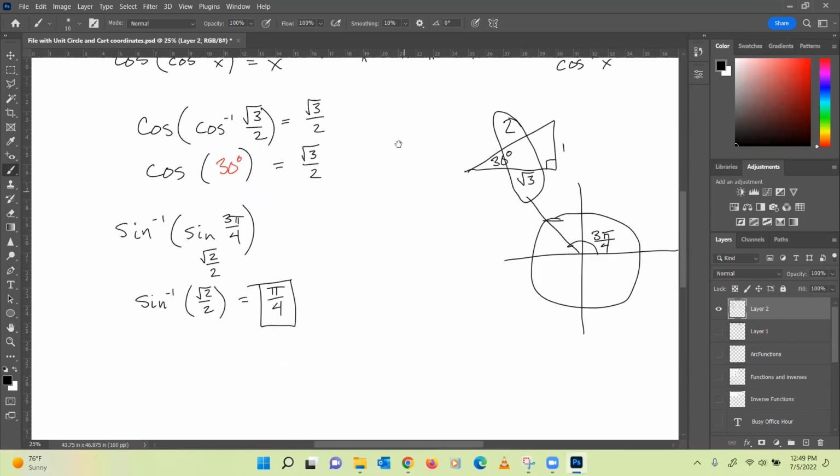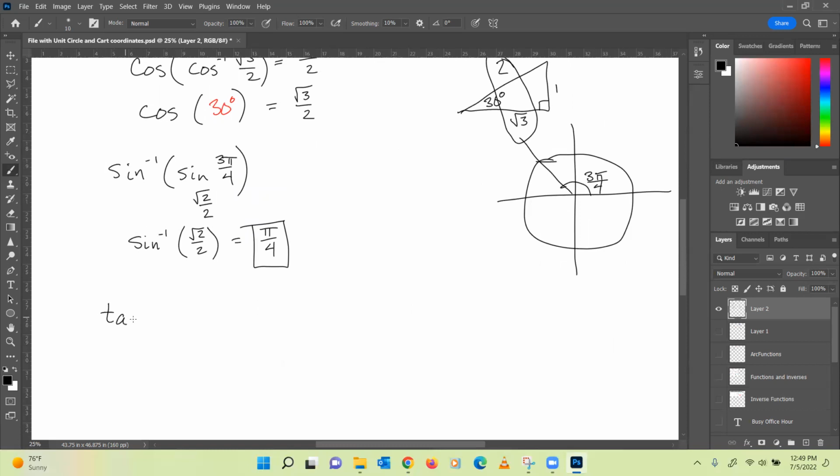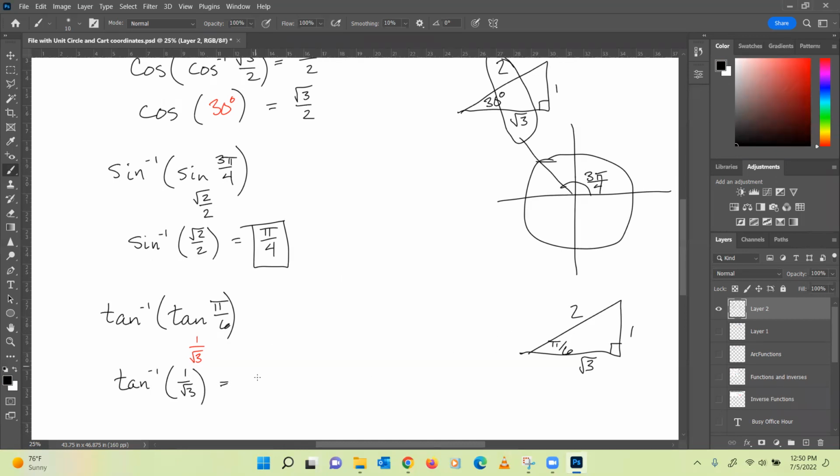If we saw the arctangent of the tangent of pi over 6, pi over 6 would be the 1, 2, root 3. The tangent of pi over 6 is 1 over root 3. I won't even rationalize it right now. It's okay because it's an intermediate step. So now I need the arctangent, the angle whose tangent is 1 over root 3. And the angle who has that tangent would be pi over 6.